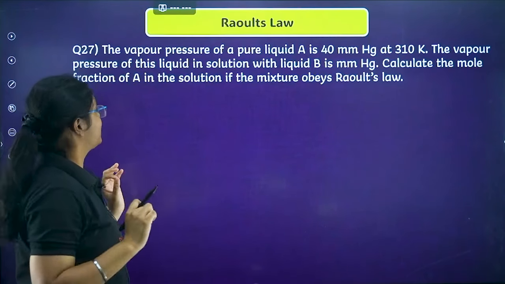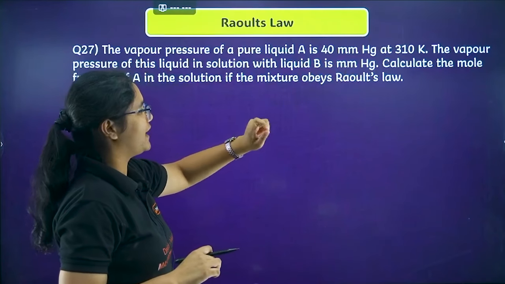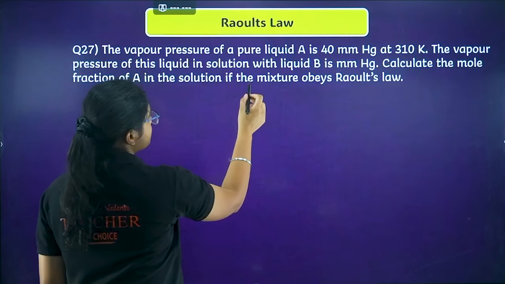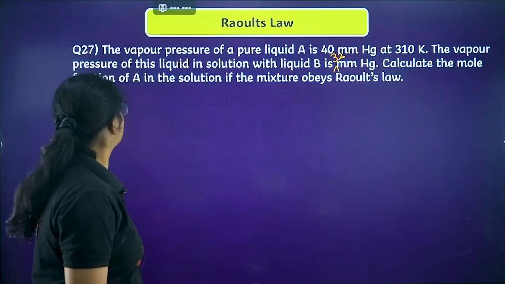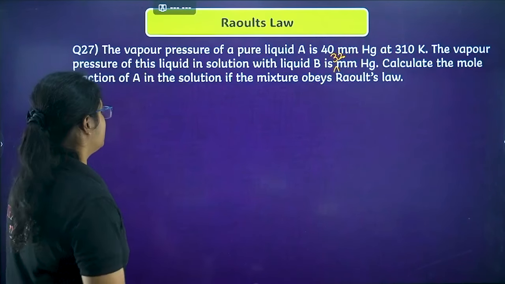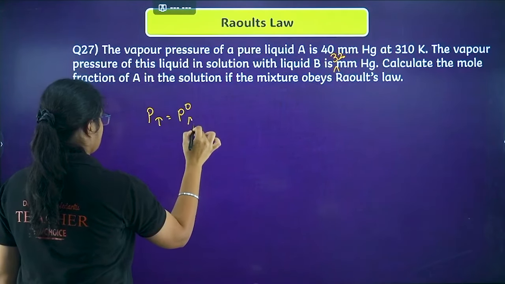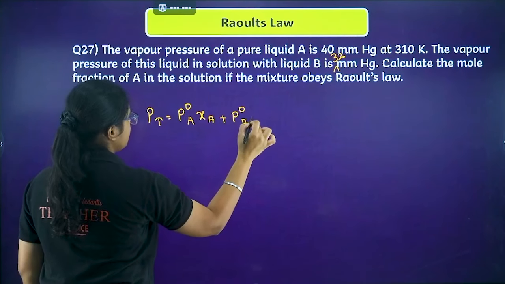Let us see the next question here. The vapor pressure of liquid A is 40 mm of Hg at 310 Kelvin, and the vapor pressure of liquid A in the solution with liquid B is actually 32. Calculate the mole fraction of A in the solution if the mixture obeys Raoult's law. So we have this formula, P total is equal to P naught A XA plus P naught B XB.